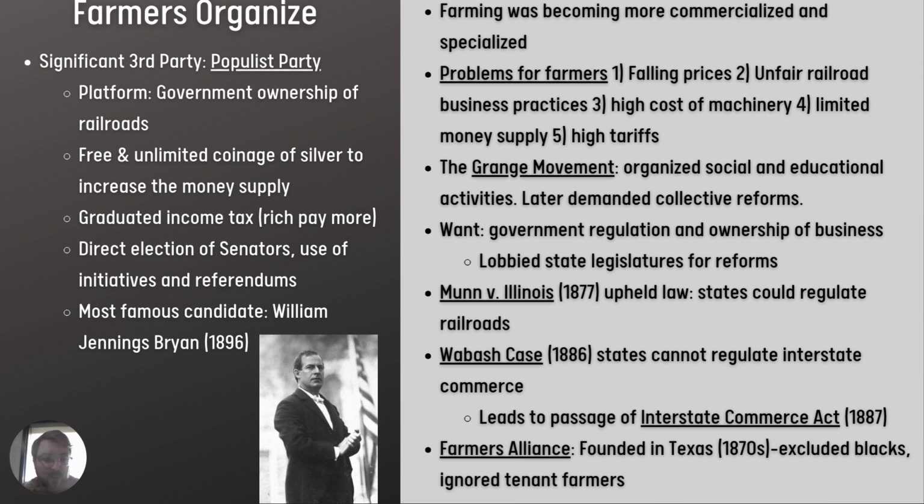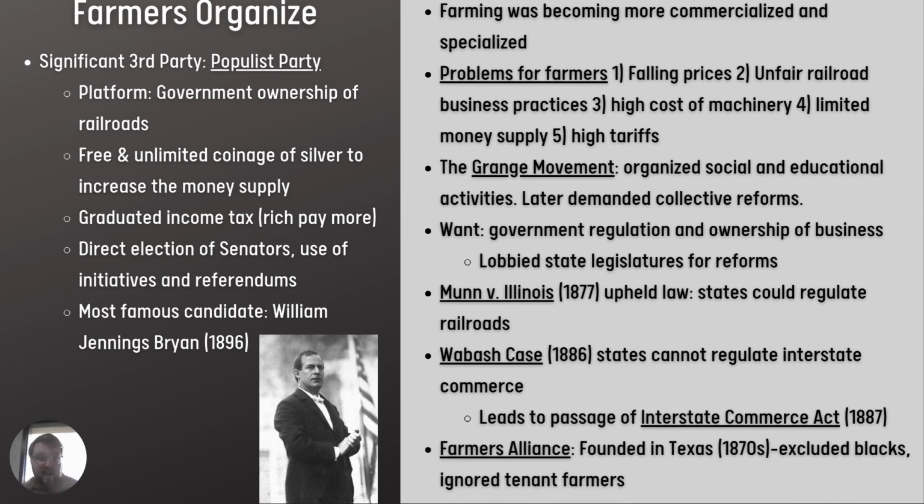So, what do the farmers who are still farming do to try and solve this problem? The main thing that you need to remember is the Populist Party. And this is kind of a last ditch effort by farmers to try and fix their main problems. That is falling prices, unfair railroad business practices, where they're charging more for small farms compared to big corporations, high cost of machinery, limited money supply, and high tariffs. So, to solve this issue, they want to have silver in the economy. They want to add silver to the gold and cause massive inflation. All right. They want to cause massive inflation to the economy.